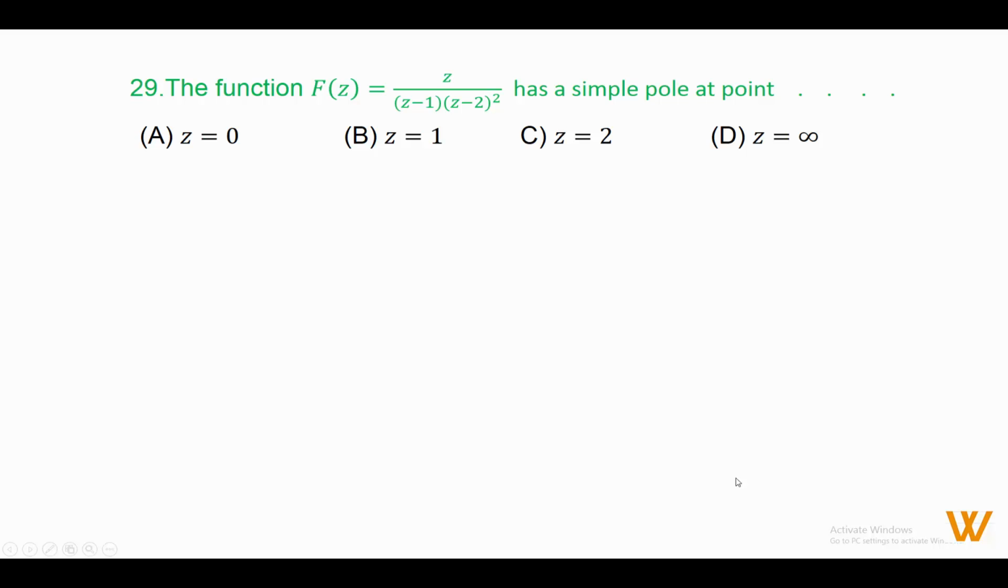When z is 1, then value of f of z is infinity, means z equal to 1 is a pole. When z is 2, value of f of z is infinity, means z equal to 2 is also a pole, but z equal to 2 is a pole of order 2 and z equal to 1 is a pole of order 1. Pole of order 1 is called simple pole, means z equal to 1 is a simple pole. Answer is B option, z equal to 1.